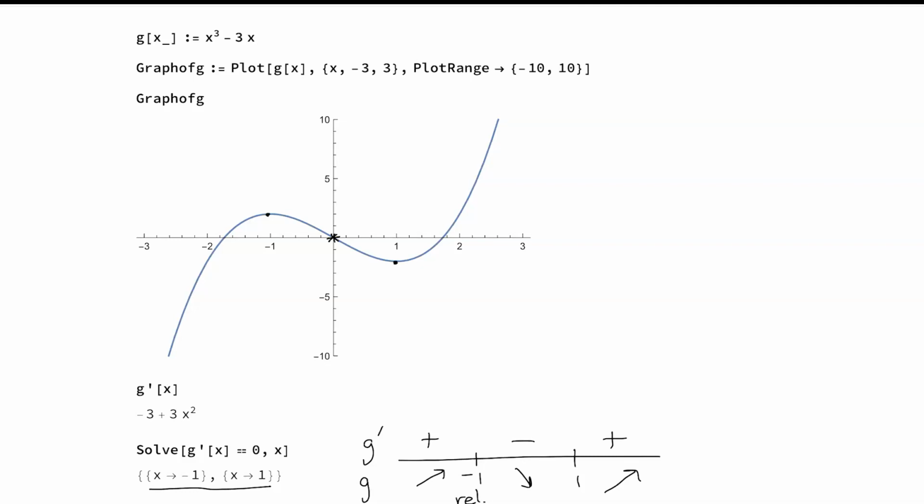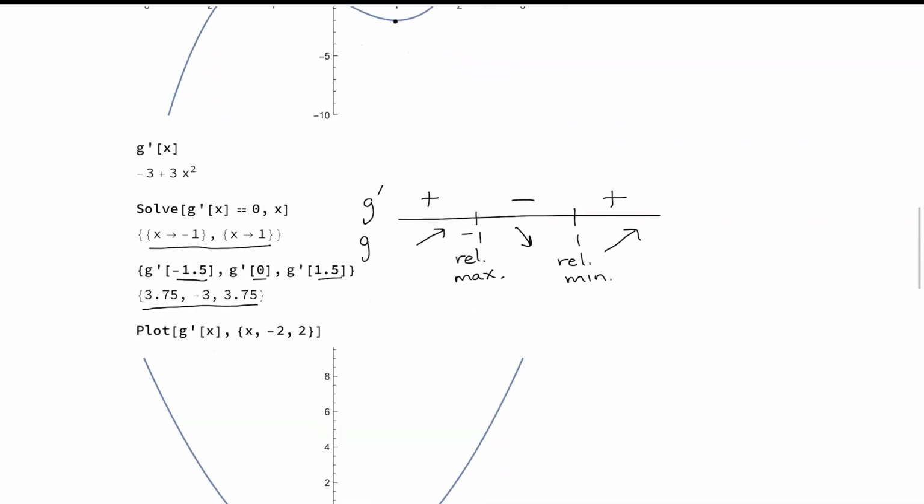So what I know now about g is that it's increasing until x equal -1, and then it decreases until x equal 1, and then it increases after x equal 1. So that tells me I have a relative or local max at x equal -1 and a relative or local min at x equal +1.